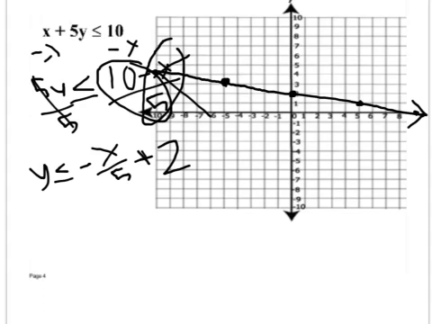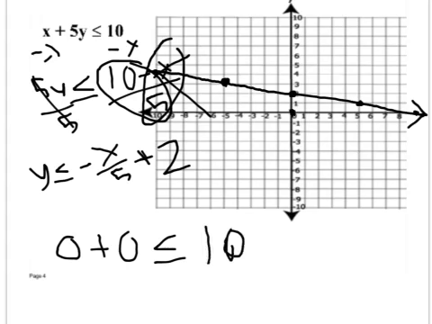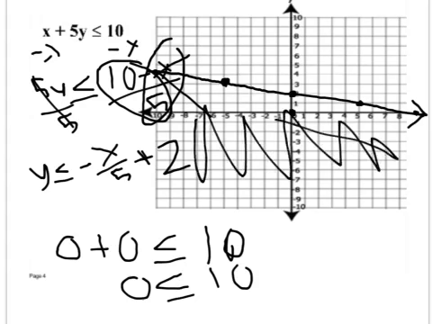Someone pick a test point. 0, 0. So 0 plus 0, is that less than or equal to 10? Yes. Remember the or equal to? So what side do we shade? Above the line or below? Below, because 0, 0 is below. So we shade this side.